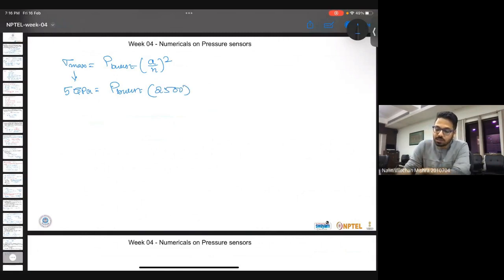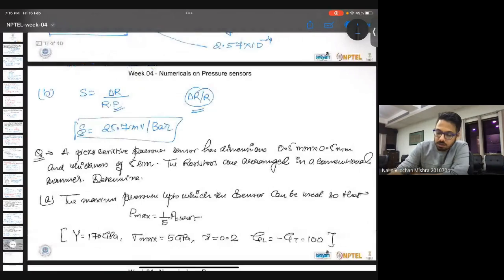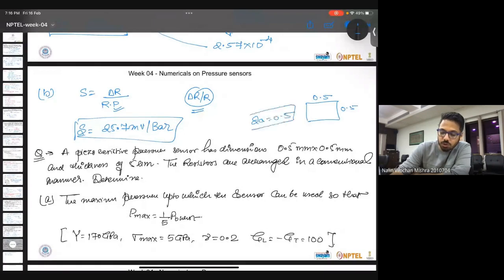Please keep this in mind regarding the dimensions. If I am telling you it is 0.5 mm by 0.5 mm, then the value of 2a is 0.5, not the value of a. So a will be 0.25. Please keep this in mind.